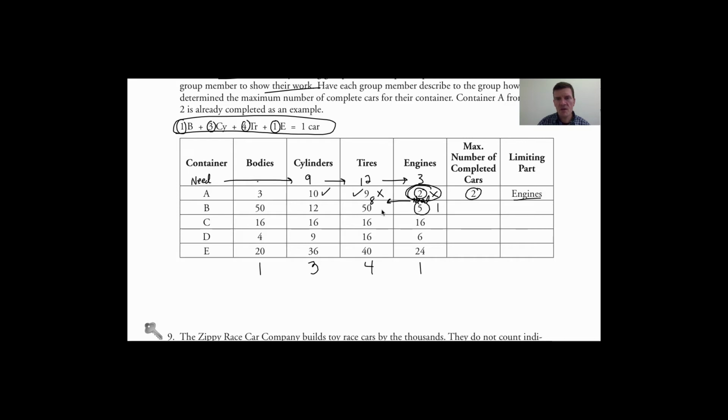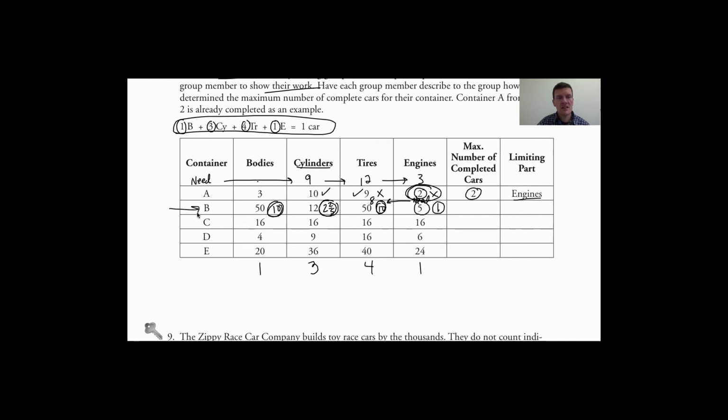5 divided by 5 is 1. 50 divided by 5 is 10. 12 divided by 5, that's going to be 2 and 2/5. And 50 divided by 5 is 10. So now look at this. If I have a 10 to 2 and 2/5 to 10 to 1 ratio, let's compare that. One engine needs 4 tires. Do I have that? Yes, I got plenty. One engine needs 3 cylinders. Nope, I only got 2 and 2/5. Problem. One engine needs 1 body. Yeah, I got 10.